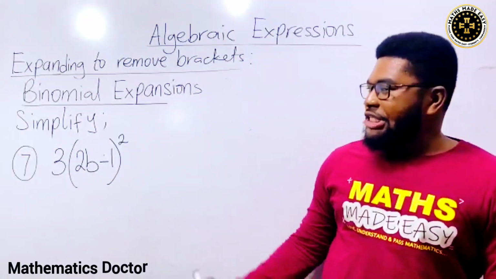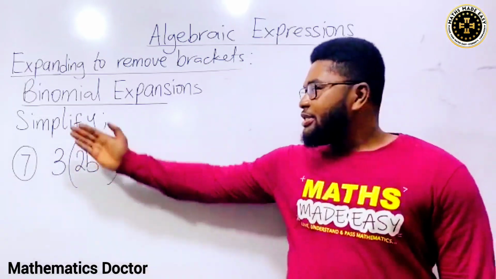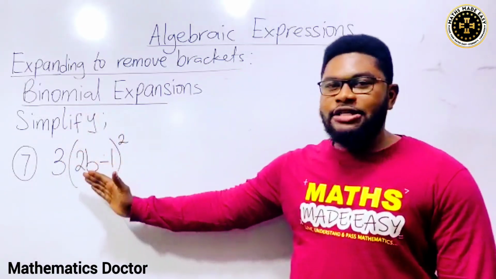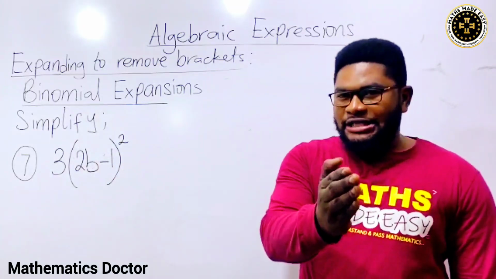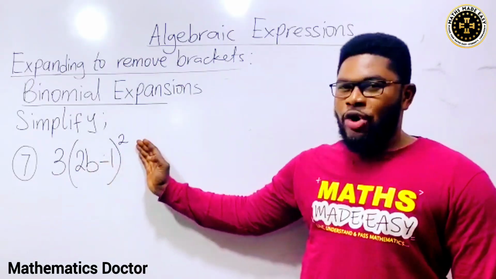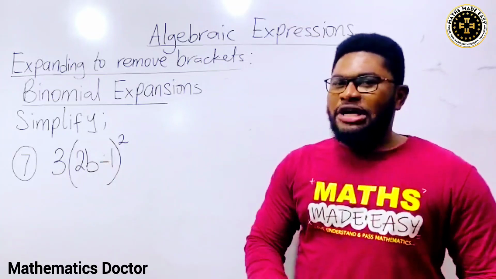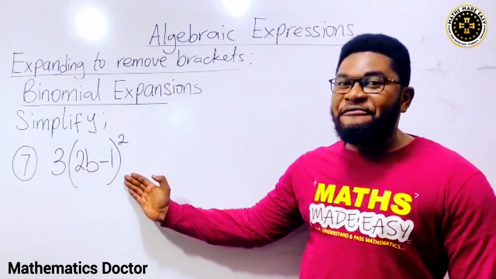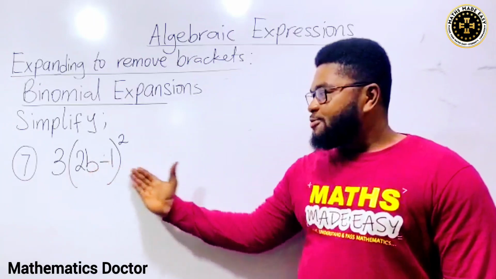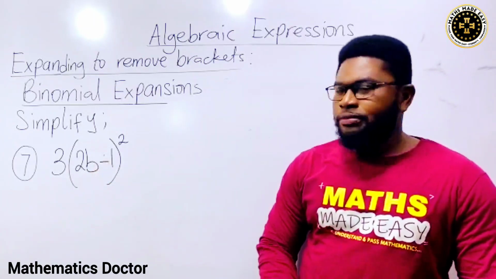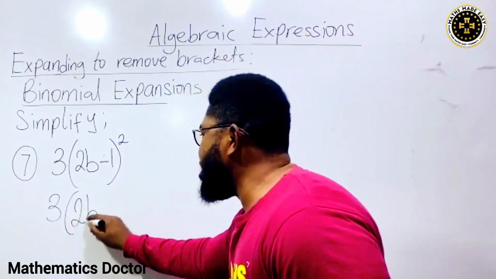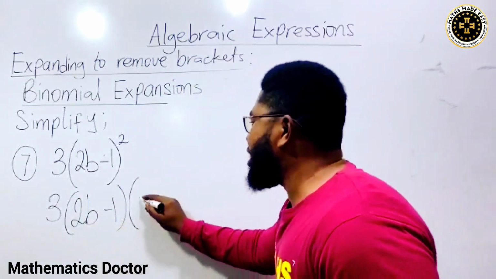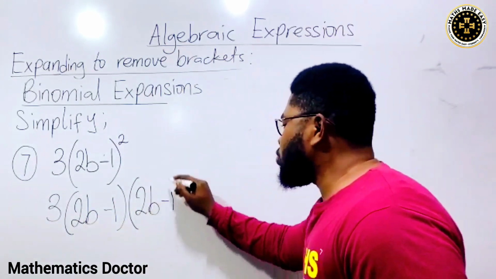Let's take a look at question number 7, which says simplify 3 into bracket 2b minus 1 all squared. Do you remember this? 2b minus 1 all squared. Yes, the same thing you are thinking about. We call it the perfect square. So first of all, let's express it in its simplest form. It becomes 3 into bracket 2b minus 1 all bracket again 2b minus 1.